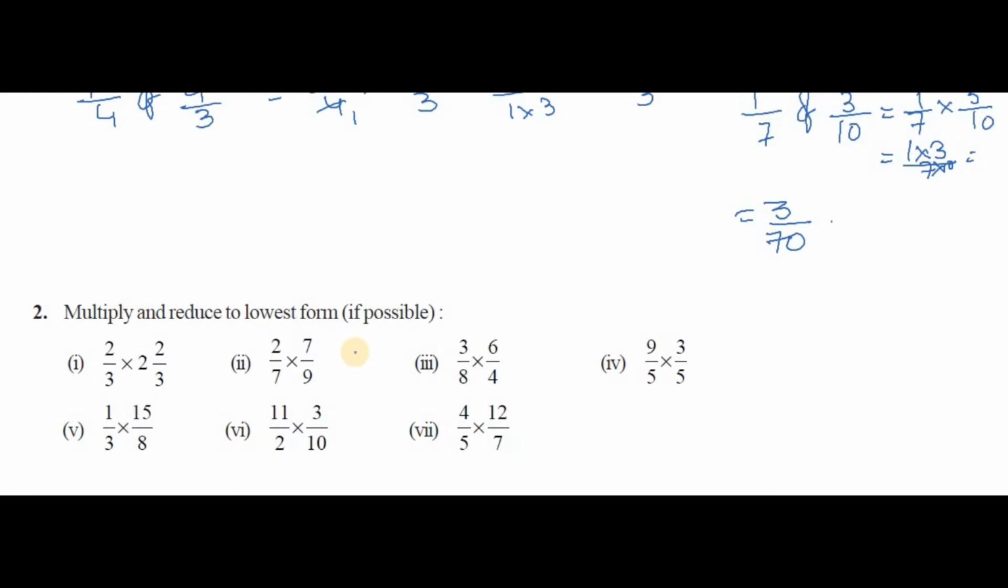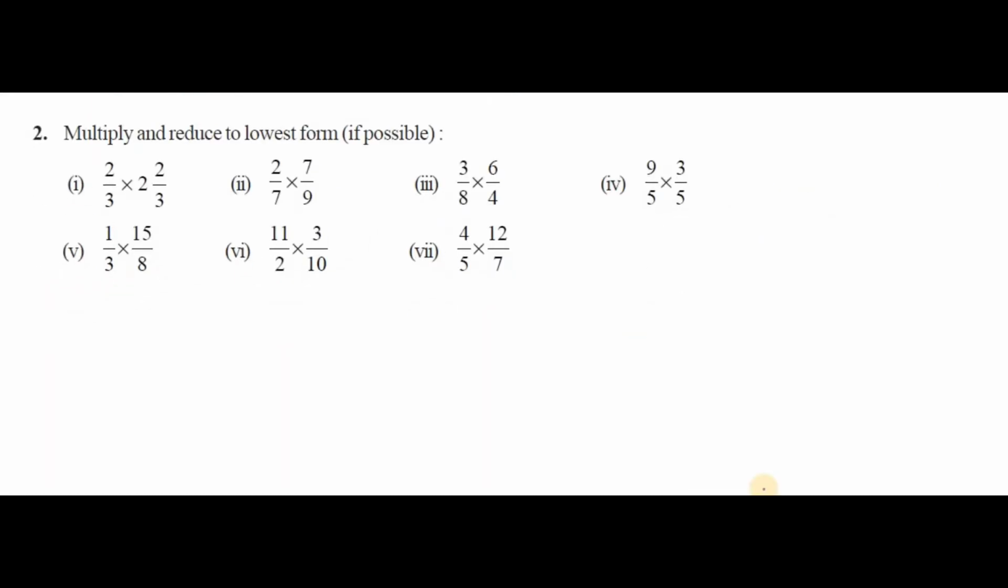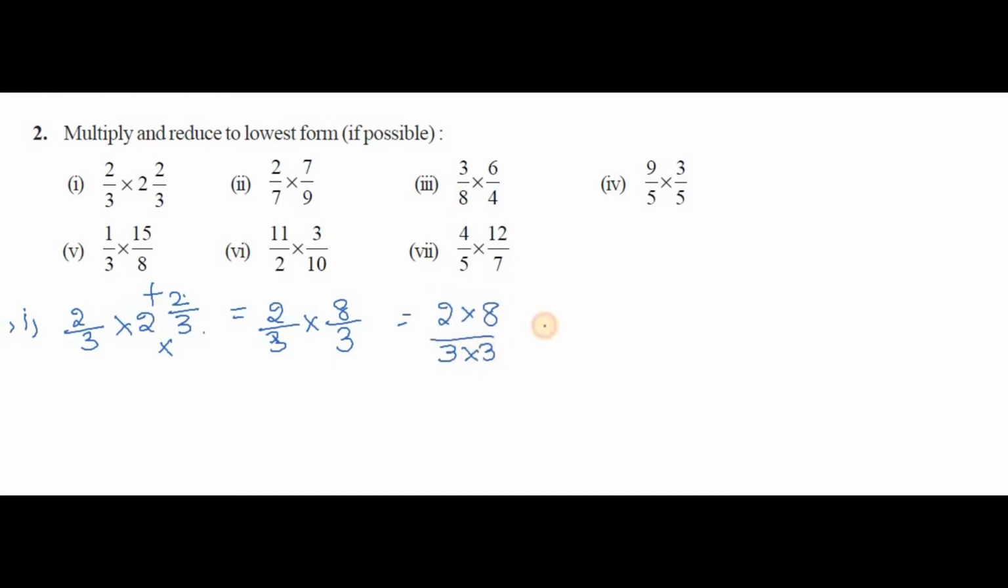Our next question is multiply and reduce to lowest terms if possible. Here it is given very clearly that in case any cancellations come, you can go for lowest terms. Now we will try to solve the first question. Here 2 2 by 3 is a mixed fraction, so first we have to convert this mixed into improper by using the symbols into plus. 2 by 3 into 2 3s are 6, 6 plus 2, 8 by 3. There are no cancellations here. Now multiply numerators and denominators: 2 into 8 by 3 into 3, 2 8s are 16, 3 3s are 9.